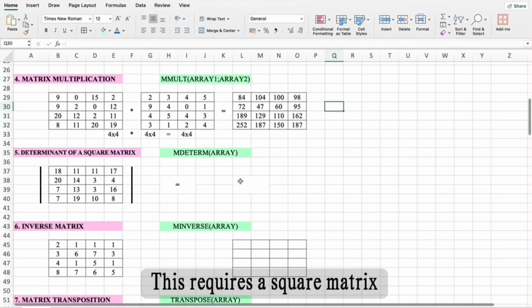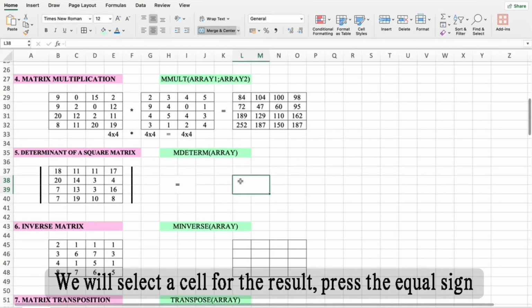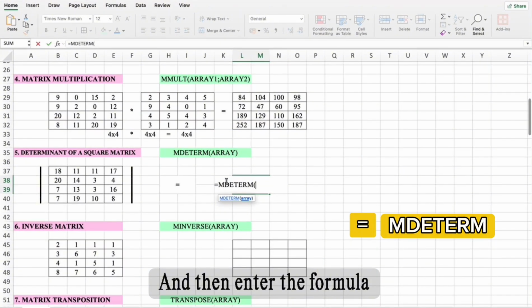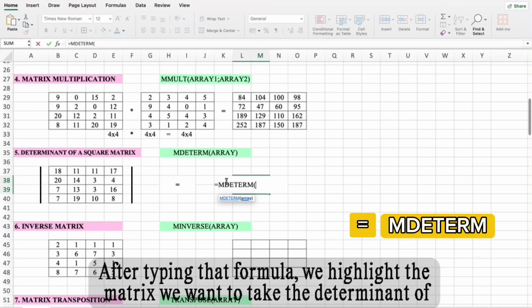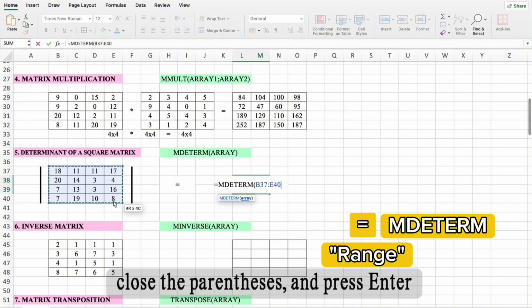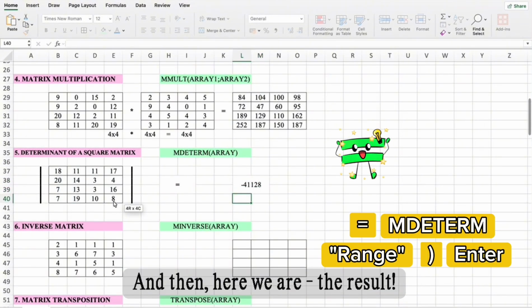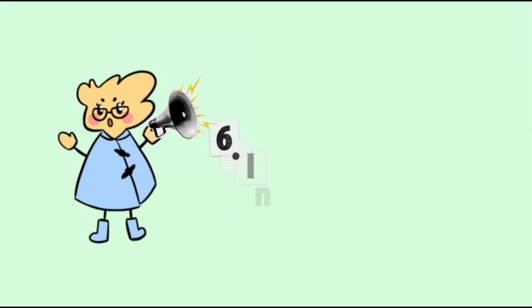This requires a square matrix. We will select a cell for the result. Press the equal sign and then enter the formula. The array is the matrix we select for which we want to compute the determinant. After typing that formula, we highlight the matrix we want to take the determinant of, close the parentheses and press enter, and then here we see the result.